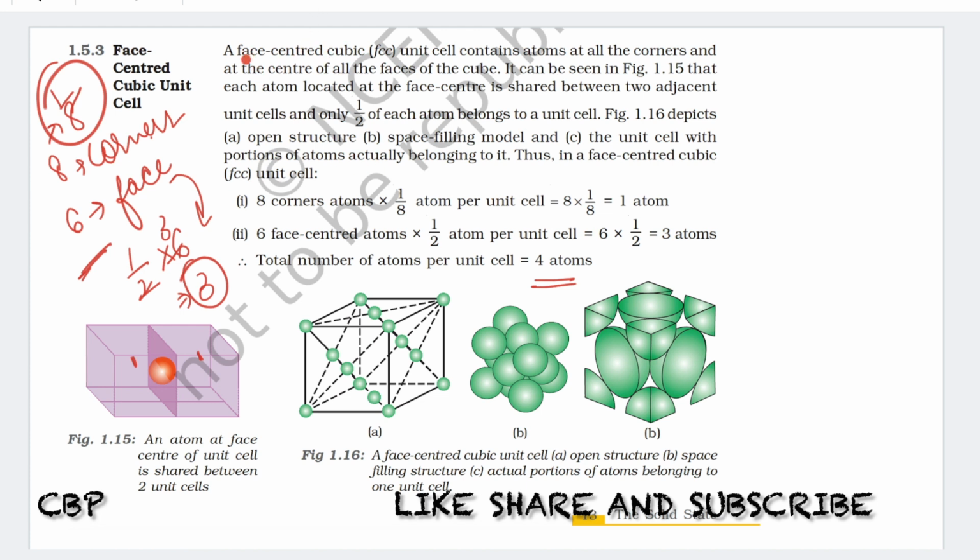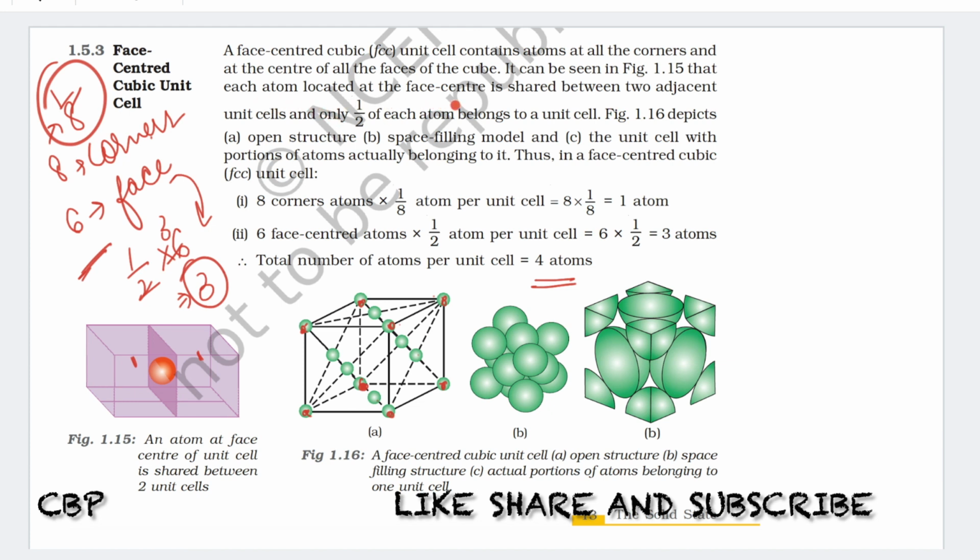Now a face centered cubic, we can call it FCC, unit cell contains atoms at all the corners and at the center of the faces of the cube. It can be shown in figure 1.15 like this. These red dots are the atoms present at the corners. These are the 8 corners, and this is face first, second, and this one third, fourth, fifth, and sixth, okay. These are the 6 face centered atoms.